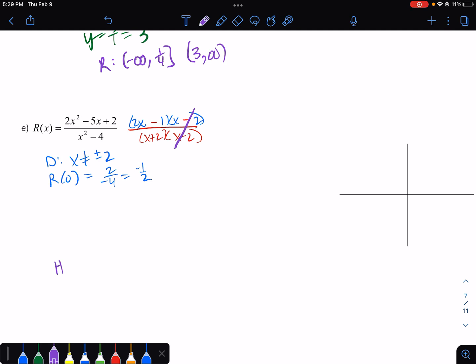Okay, so right down here, I'm going to write hole at 2, because whatever makes this 0 is going to be the x value of your hole. So we're going to come to this in a minute. Okay, so now I'm going to look at the reduced version.